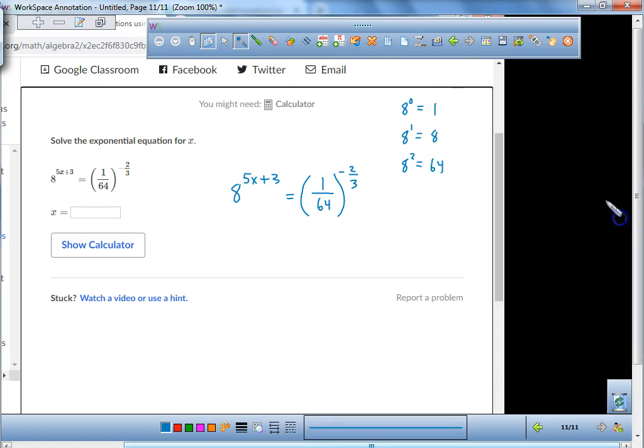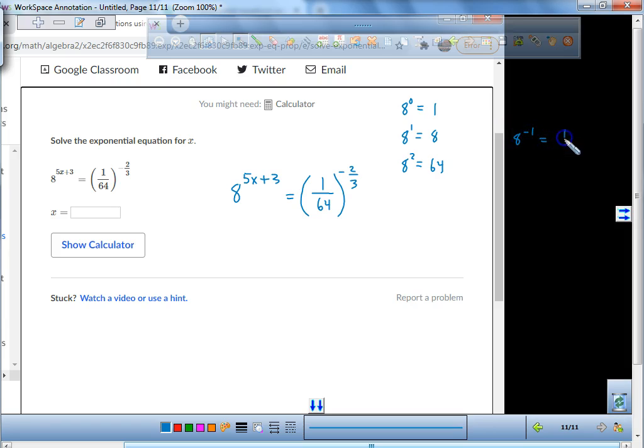So I'm going to just go to the side here. What do you guys think 8 to the power of negative 1 is? That's 1 over 8. What about 8 to the power of negative 2? 1 over 64. So this is what we're going to use, guys. These are equivalent to each other. So what am I going to convert 1 over 64 to and actually put in my parentheses this time? 8 to the power of negative 2. Now what's sitting already out here? So make sure you bring it down. Bring down that negative 2/3, all right?